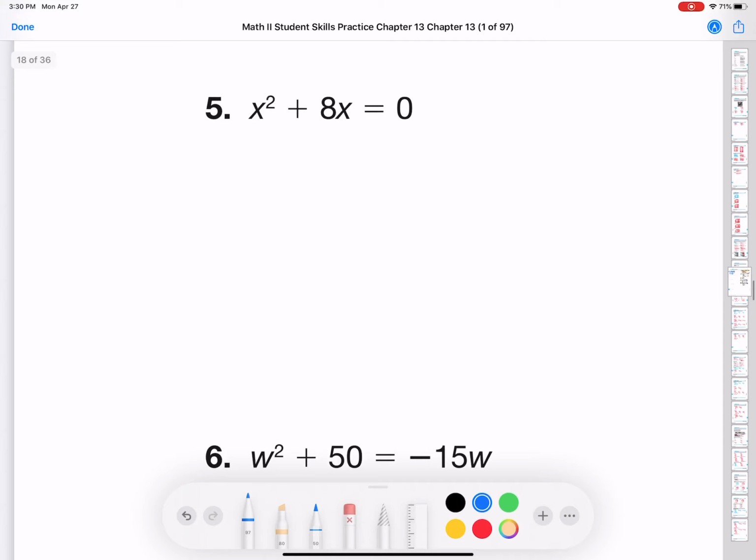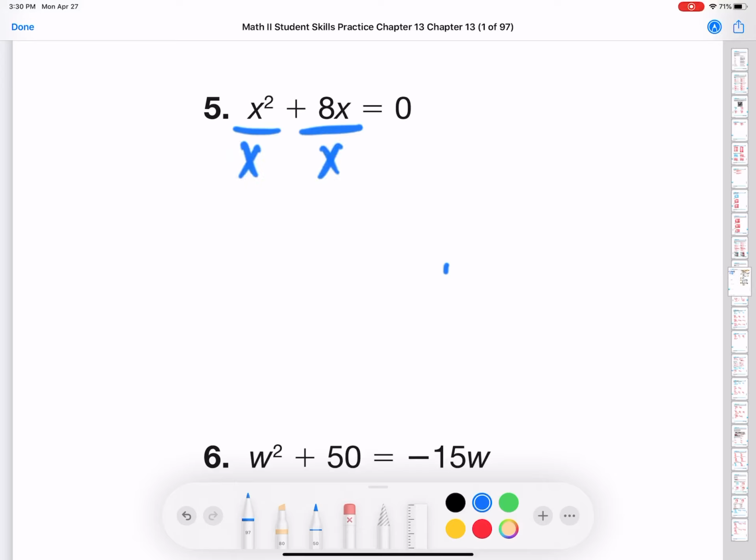Okay, number 5. We have x squared plus 8x equals 0. It is in standard form. Now, I don't have a c value. Whenever you don't have a c value, you could look at both terms and think, what's my greatest common factor? Can I factor something out? In this case, you can. You can factor out an x from both.